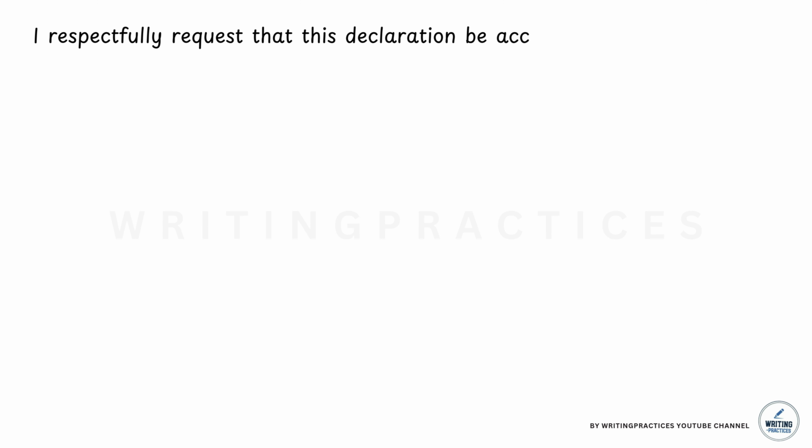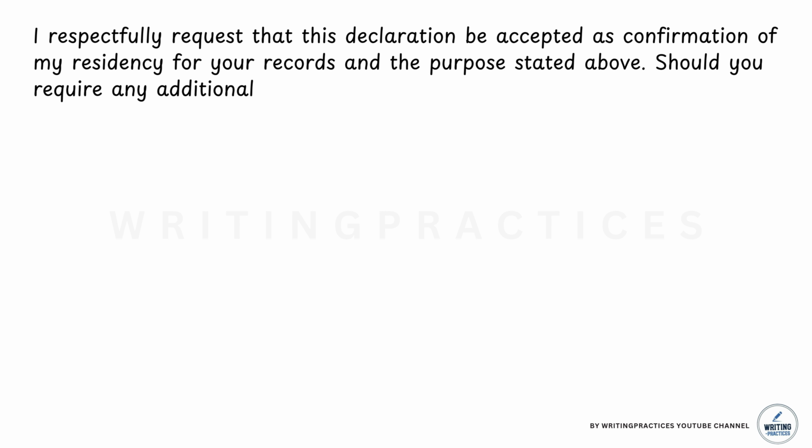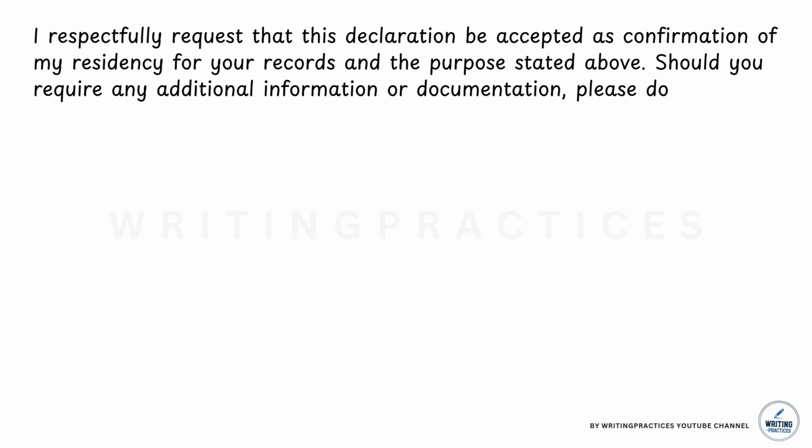Request paragraph. Next, request that your declaration be accepted. For example, I respectfully request that this declaration be accepted as confirmation of my residency for your records and the purpose stated above. Should you require any additional information or documentation, please do not hesitate to contact me. This paragraph clearly explains what you are requesting from the recipient while expressing your willingness to cooperate if additional verification is needed. Ending your request politely helps maintain a professional tone and encourages smooth communication throughout the review process.